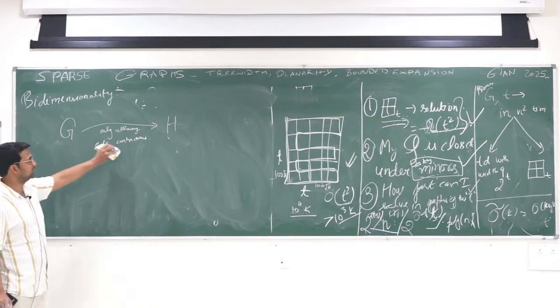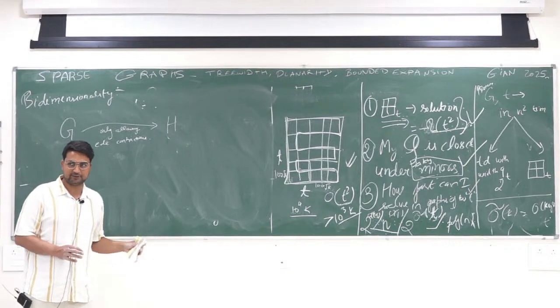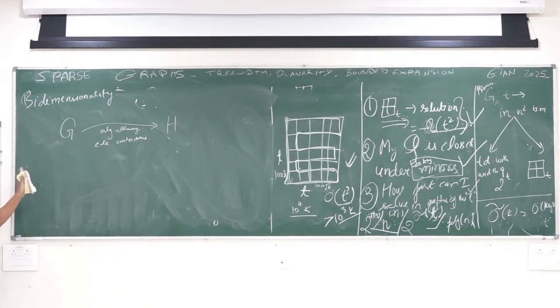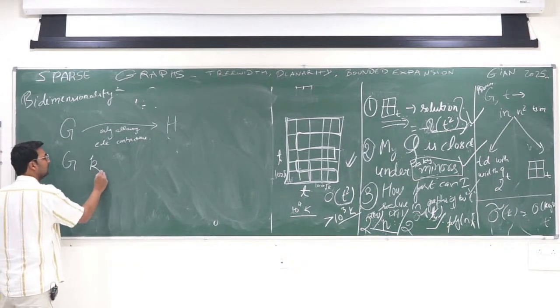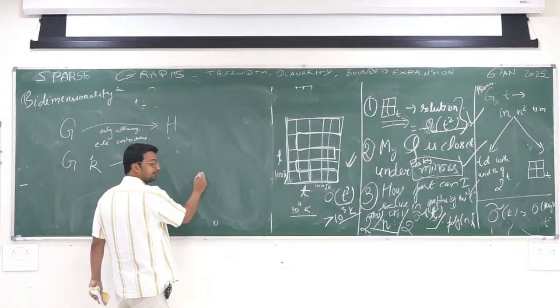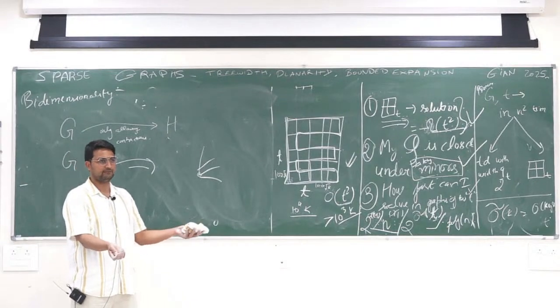We have G, we do some edge contractions, we achieve H. And now it's not very difficult to see that our problem, dominating set, is closed under this operation. In any graph, if you have a dominating set of size k, then you contract edges. If a vertex was dominating some vertices, it will still be dominating all those vertices. It's not very difficult.